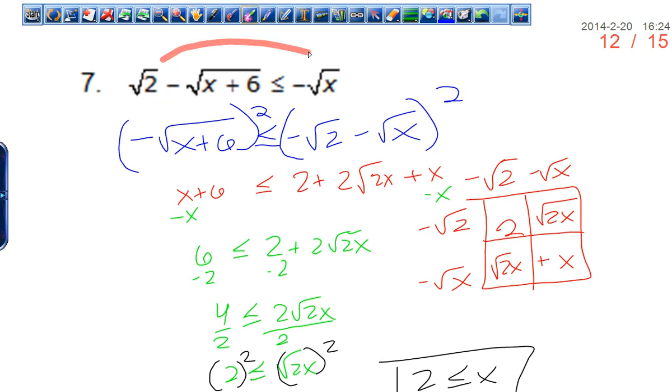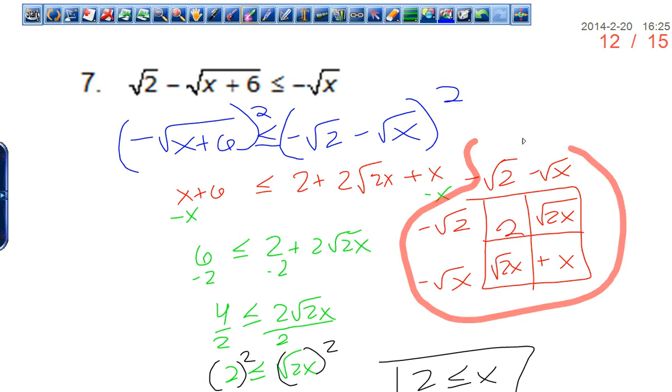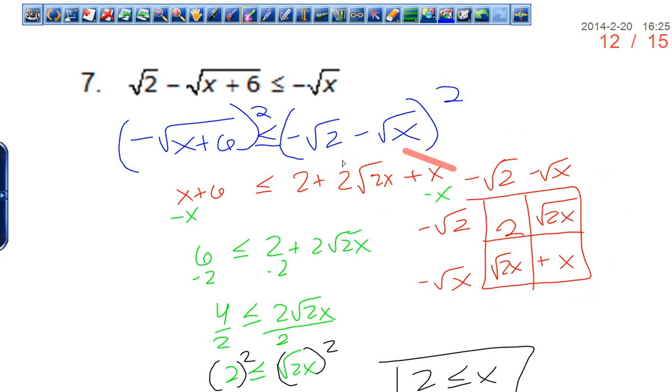We first move this over here. So I get negative root 2 minus root x. So when we square both sides over here, the negative goes away, the square root goes away, I get a nice neat little x plus 6. On this side, I got to do the box method, so that's what I did here. So all this in red right here, that's on my box. I get 2 root 2x plus x. So I rewrite it there.